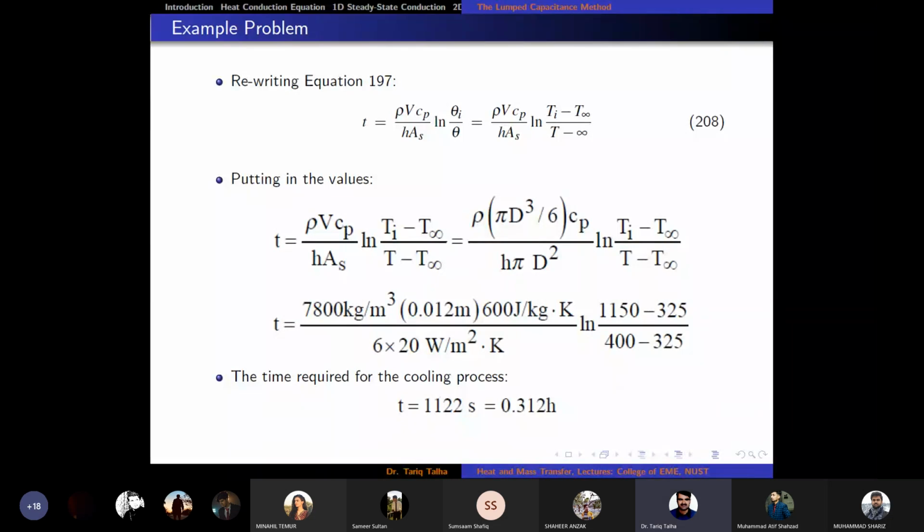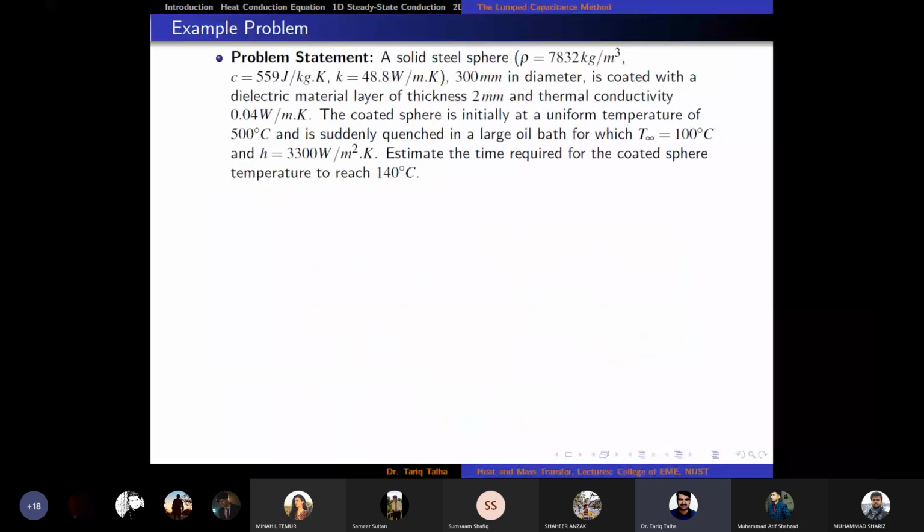Okay, so this was the first problem. The second problem is a little bit more difficult. I read the statement: a solid steel sphere whose thermal properties and ρ, C values are given, 300 mm in diameter. It is coated with a dielectric material layer of thickness 2 mm. Now we have got a material, a solid steel sphere.